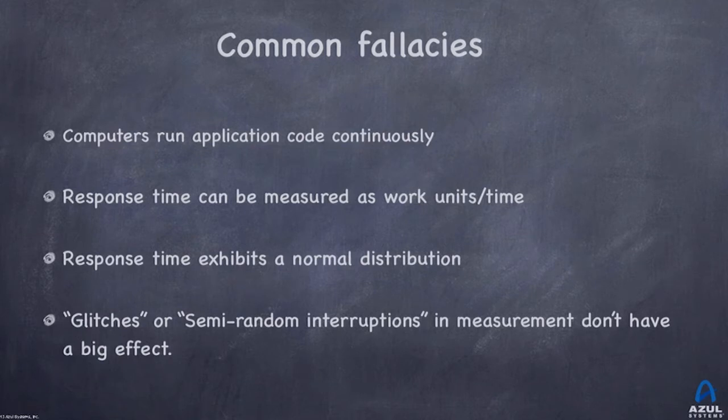The last one, and we'll see how big this one is, is that glitches or interruptions that are semi-random or happen once in a while in our actual measurement have no real effect on the quality of those measurements. And the reality is that if you have truly uncoordinated interruptions, sampling should be okay. But whenever there's any kind of coordination, we see a lot of effects on what latency looks like and how latency characterization looks once those interruptions are in place. And I'll give you specific examples of that as we go.